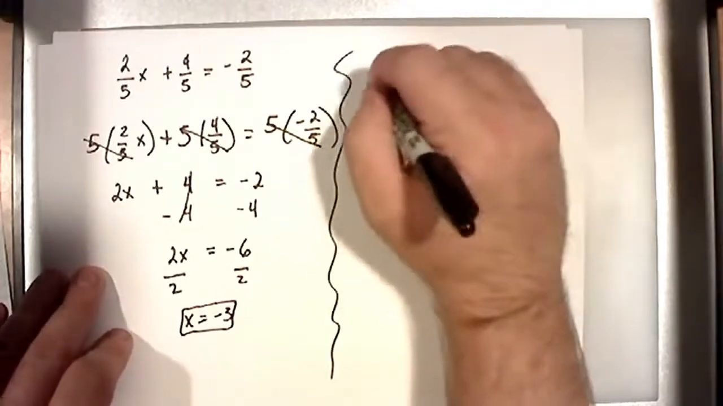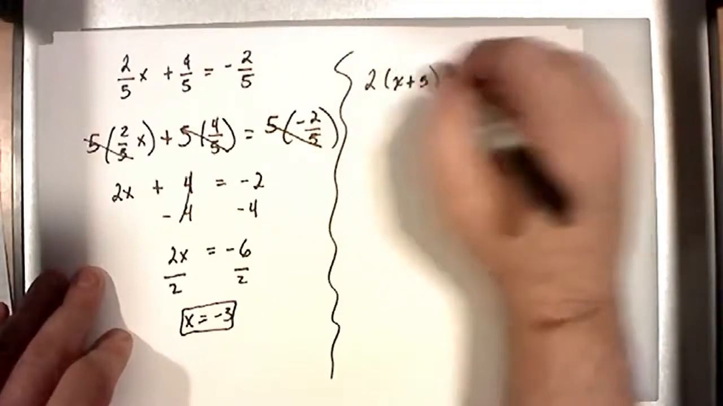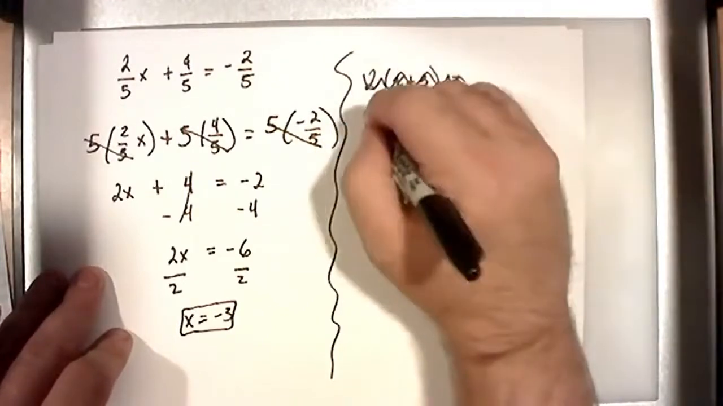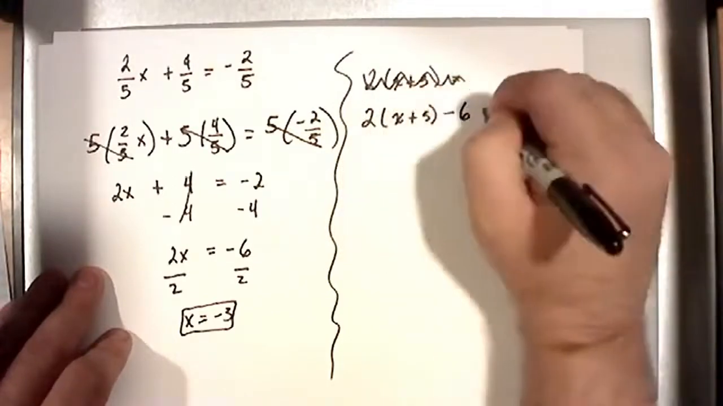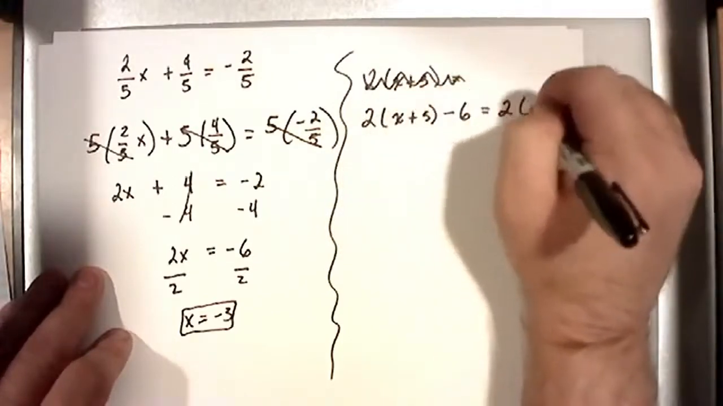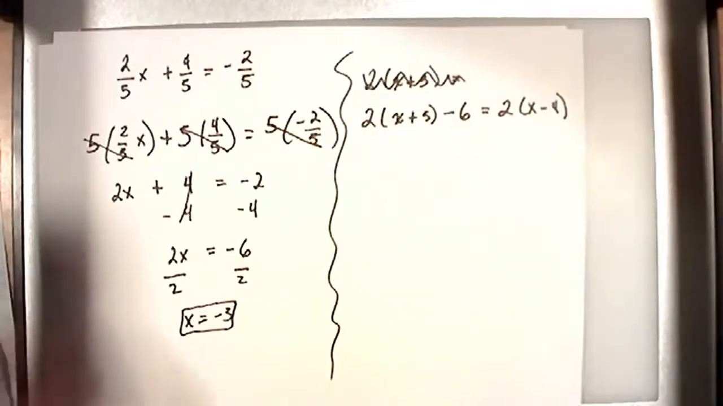So let's say we had 2 times x plus 5, oops, excuse me, I wrote the problem down wrong. 2 times x plus 5 minus 6 equals 2 times x minus 4. Okay? What would we do with this one, right? This is a bit uglier than any of the other ones we've had so far.